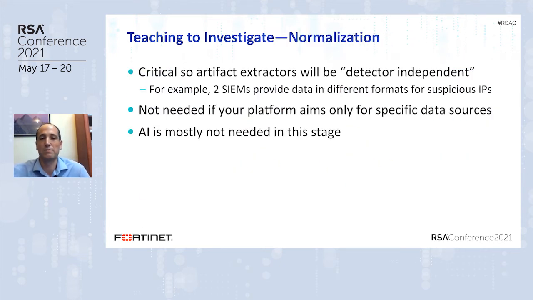Normalization. As mentioned, the goal is to have the data in a unified way. For example, if we have two SIEMs that we are using as data sources, we need to be able to use them both for the investigation. So the idea is that the rest of the system won't be affected by the way the data looks. AI is not really needed for this stage, and if you have your own systems or very specific systems, you probably don't need it at all.